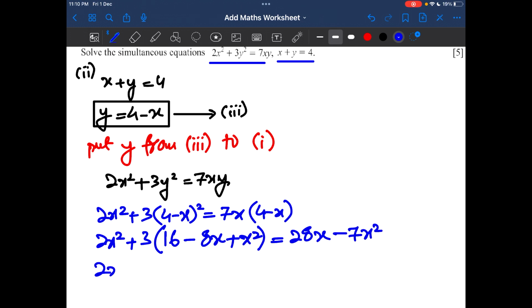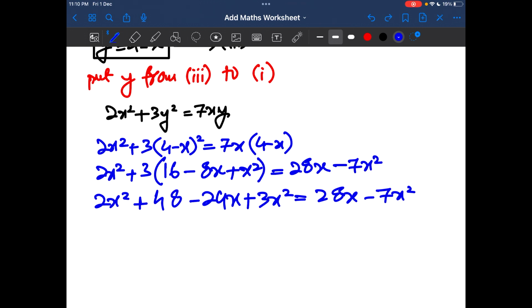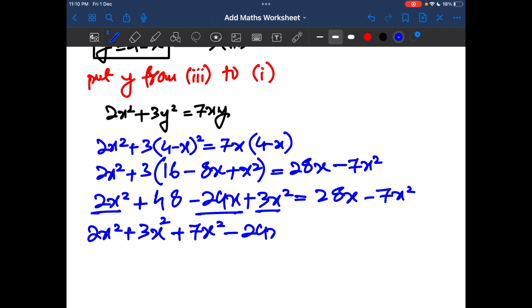I'm going to simplify it further. Let's write 3 multiplied by 16, which is equal to 48. 8 3s are 24x. 3 multiplied by x square is 3x square. We have got 28x on the right hand side. I'm going to transfer all the terms to the left hand side. 2x square and 3x square stay together on the left. Then minus 7x square on the right becomes plus 7x square on the left. Then we have minus 24x on the left, and I'm transferring 28x from the right to the left, so it becomes minus 28x. The only thing left over is plus 48, already on the left hand side. So plus 48 equals 0.